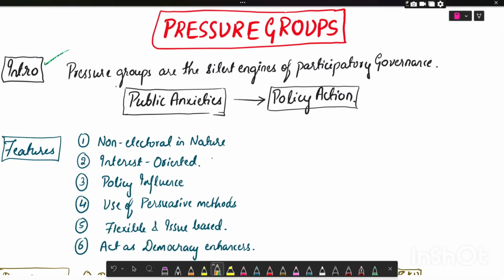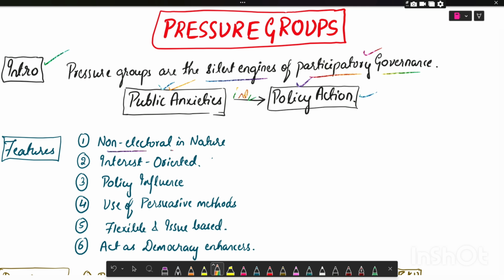In the introduction, you can start with: pressure groups are silent engines of participatory governance. They translate public anxieties into policy action. Now we'll see what the features of pressure groups are.